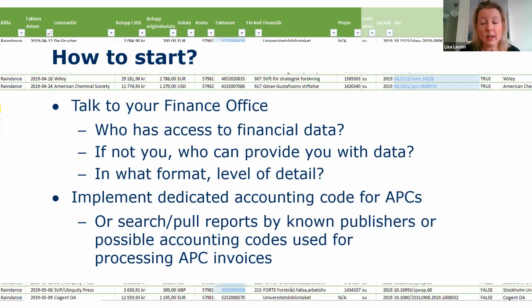And also implement a specific accounting code for APCs. That's really handy to have. When we started doing this in 2016, we didn't have such an account, so we pulled reports by possible accounting codes and known publishers, and then we sorted out the APC invoices. Back then it was quite a lot of work. Nowadays it's not as much work as it used to be.